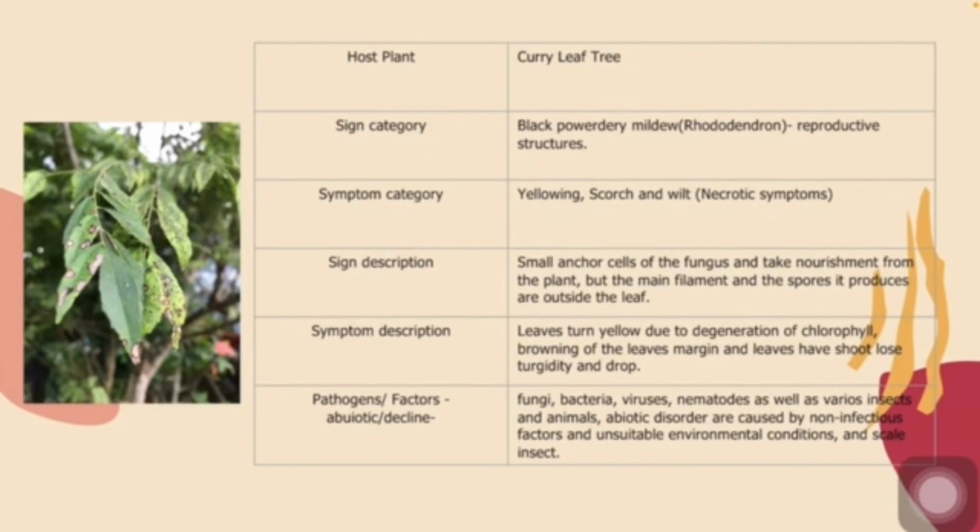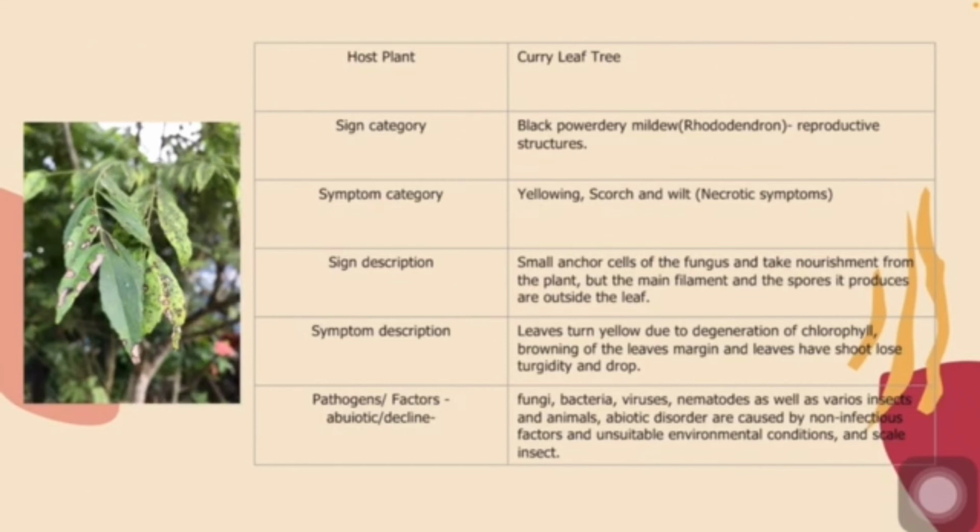My last plant is curry leaf tree. The sign category is black powdery mildew. These signs are from reproductive structures. The symptoms category are yellowing, scorch, and wilt. These symptoms are from necrotic symptoms.